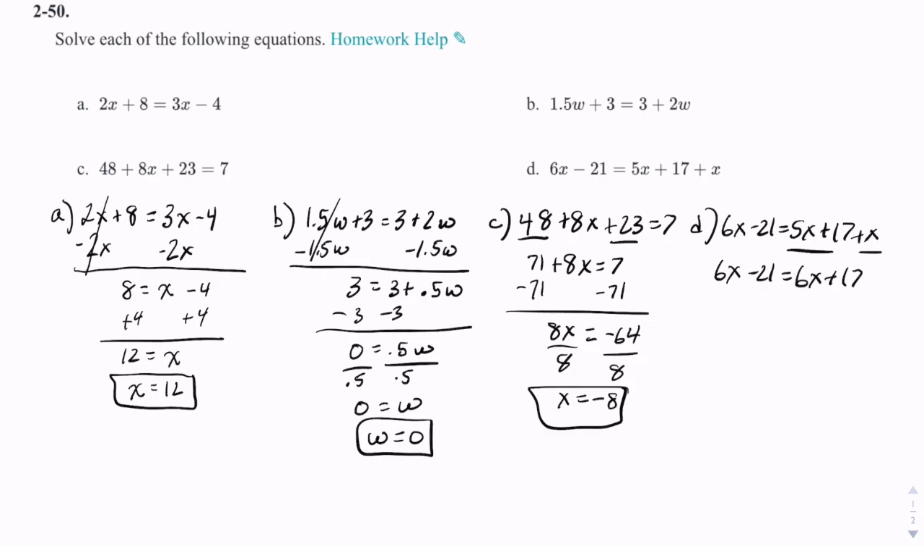Now you can almost look at this and say there's no way anything's going to work, because 6x minus 21 is never really going to equal 6x plus 17. But you could just keep going. You could subtract 6x from both sides, and now you get negative 21 equals 17, because these canceled. And now you ask yourself, when will negative 21 equal 17? Never. Negative 21 will never equal 17, so we write no solution.